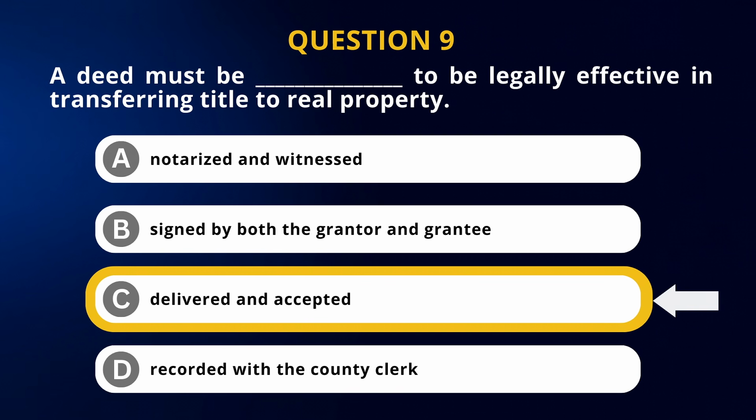So we want to know there has to be a delivery and acceptance. It's delivered by the grantor and accepted by the grantee in order to be legally effective. So that's really the conveyancing that's taking place. Obviously, things are signed, but not signed by both the grantor and the grantee. Only the grantor signs the deed. That's something else that you might see on your exam. Letter B there, you want to know that only the grantor signs.